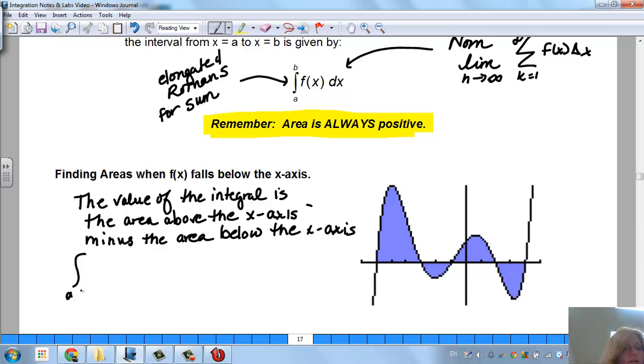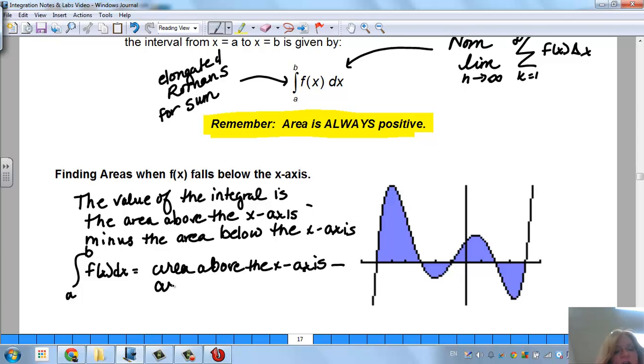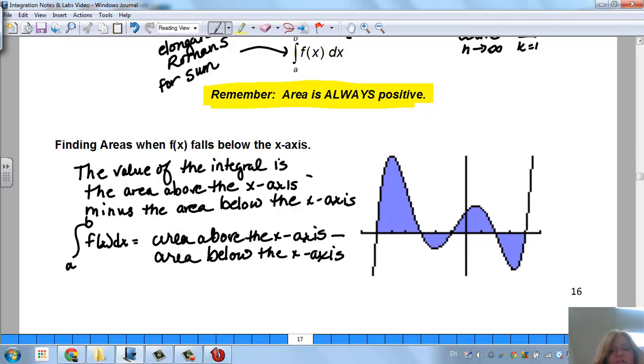So when I do the integral from a to b of f of x dx, it's always the area above the x-axis minus the area below the x-axis. Now you're saying, well, you just said area is always positive. But if I was doing this function right here, in your calculator they would count this as positive area, this is negative, this is positive, and this is negative. The final value is they'd take this area, subtract this little piece, add that area and subtract that, and give you a final answer.